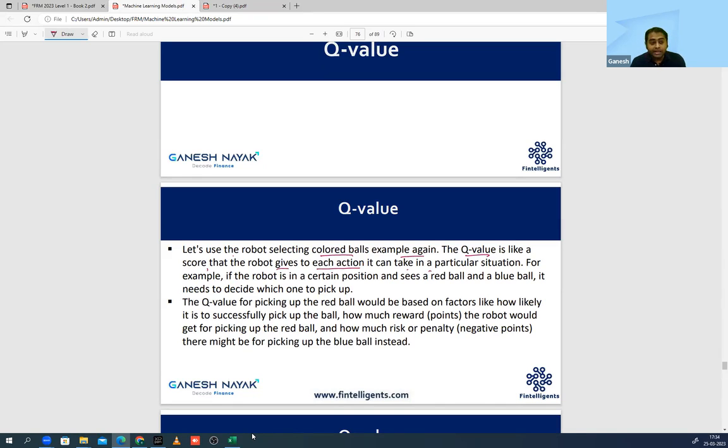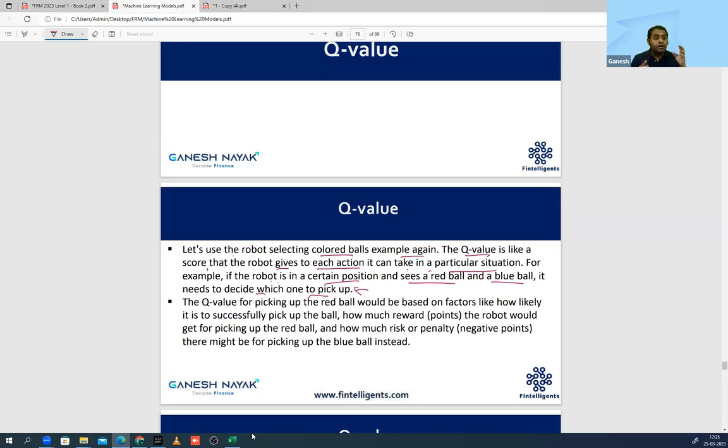Okay, it can take in a particular situation, because हर बार तो same information नहीं आने वाली है उसको, right? आपने first time information दिया, pick up a red ball. Second time information बोला, pick up a bigger ball. So every time the information is going to be different. So how he is going to take a decision in each part? Okay, for example, if a robot in a certain position sees a red ball and a blue ball, it will decide which one to pick. But how will it decide?